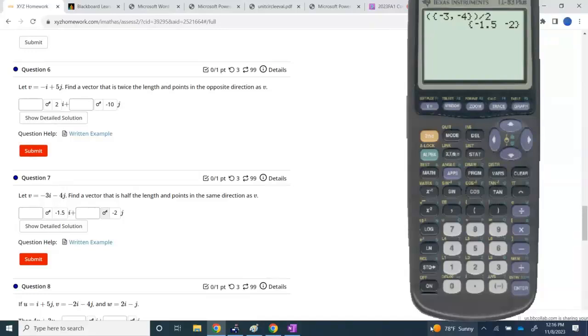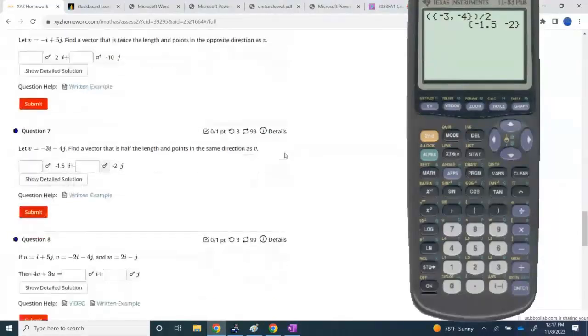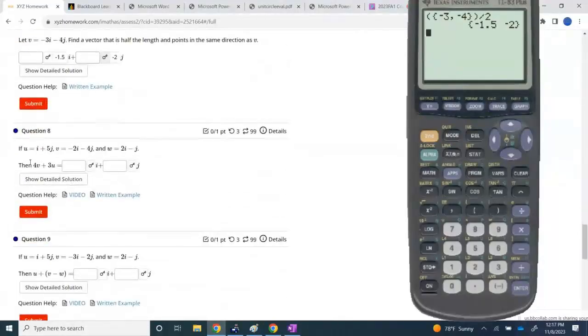Any questions about number 7? Now I use a set of parentheses because I'm forcing the order of operations. I'm having it just calculate the vectors and then divide the horizontal component and the vertical component separately by 2. All right, that's number 7.